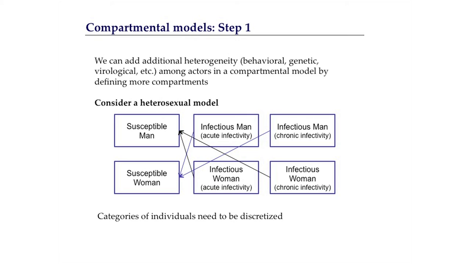That map itself isn't enough to generate a model of any real value, because real-life infections have a lot more heterogeneity within them, whether behavioral, virological, genetic, whatever. And so we can extend that simple idea to many compartments, and then model transmission of infection. Here you can see, in many heterosexual models in HIV, this is a base map that is considered: susceptibility, acute infectivity, and chronic infectivity in men, and then the same in women, and then the transmission paths from infected women to uninfected men, and the other way around.